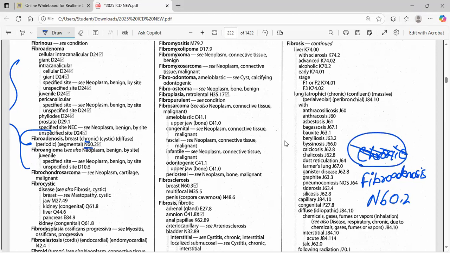So these words do not change the code, and these terms are known as the non-essential modifiers. So parentheses include the non-essential modifiers.